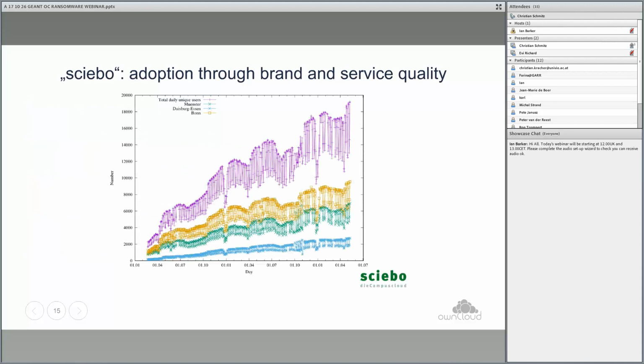And how well does this work? I've used some numbers from Skiebo, where brand and service quality and also a generous quota have led to a very high number of users. We can see here in the sphere of approximately 60 to 70,000 users on the right-hand side of the graph, a daily unique user count of approximately 20,000, which is in line with what we see in many customers.